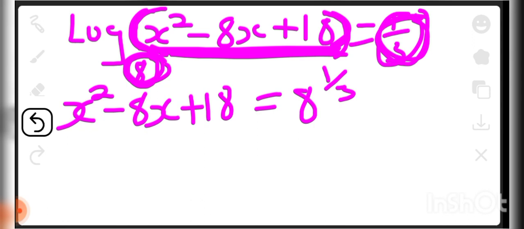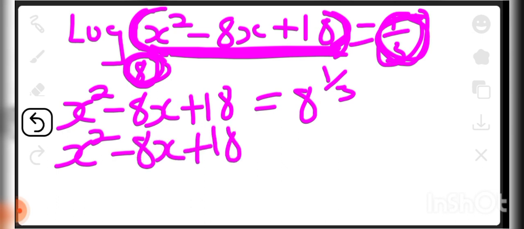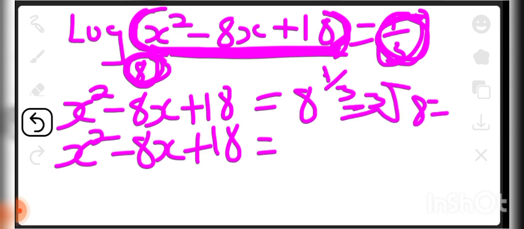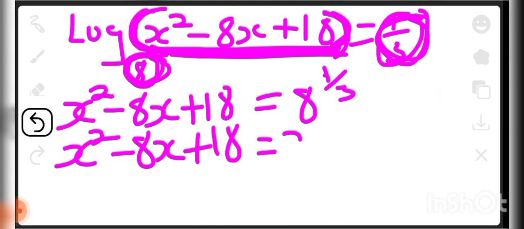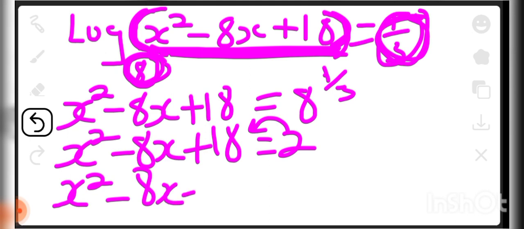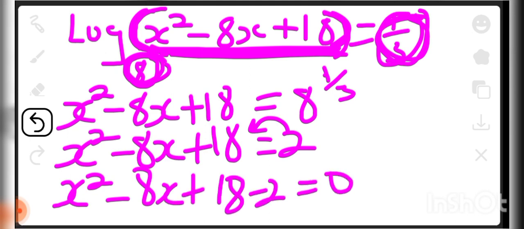So next, what is the cube root of 8? The cube root of 8 is equal to 2. Take note of that. Or 8 raised to the power 1 over 3. It means the cube root of 8 is equal to 2. That's it. So since that's equal to 2, you put the 2 here. Next you move the 2 to the other side, and we're going to have s squared minus 8x plus 18 minus 2 is equal to 0.